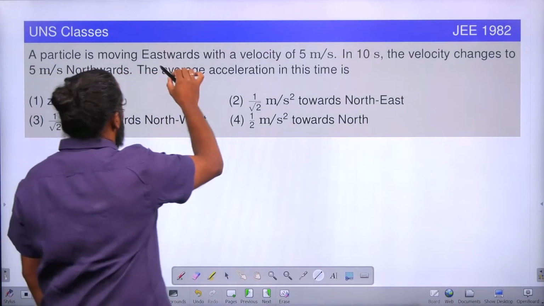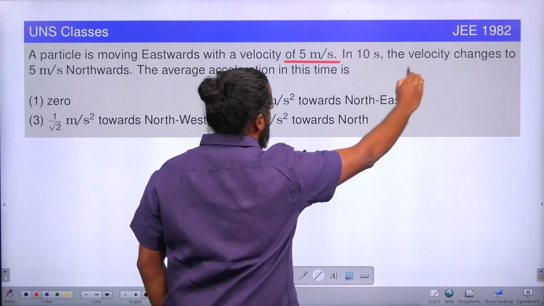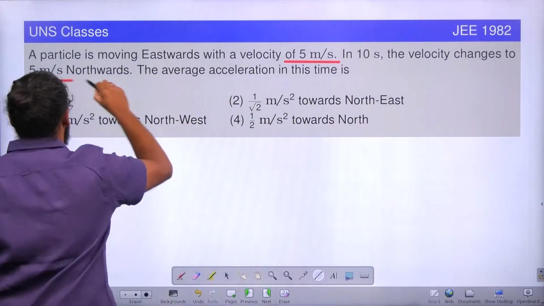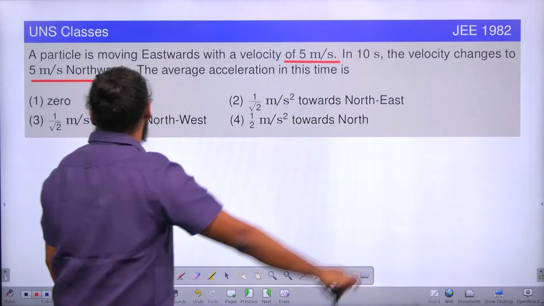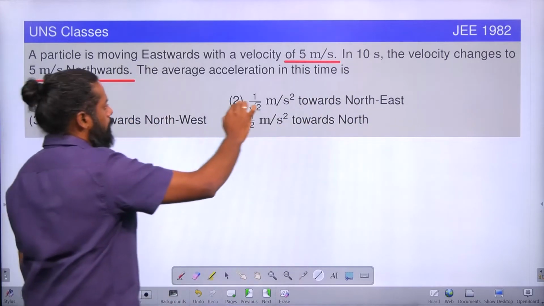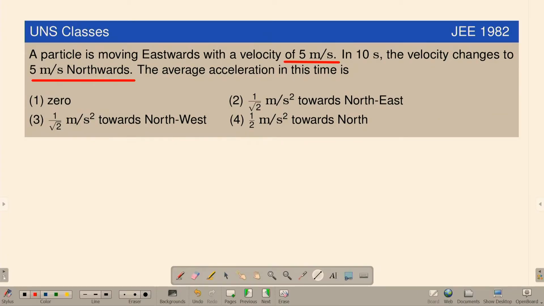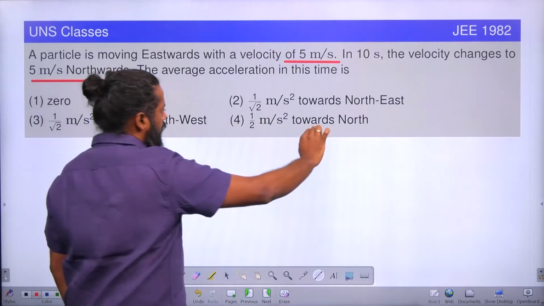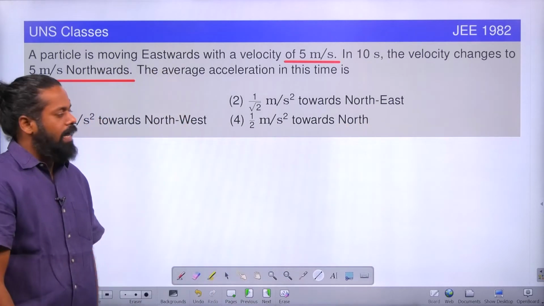A particle is moving eastward with a velocity of 5 meter per second. In 10 seconds, the velocity changes to 5 meter per second northwards. The average acceleration in this time is, options are given: 0, 1 by root 2 meter per second square towards northeast, 1 by root 2 meter per second square towards northwest, 1 by 2 meter per second square towards north. This is a question from JEE 1982.